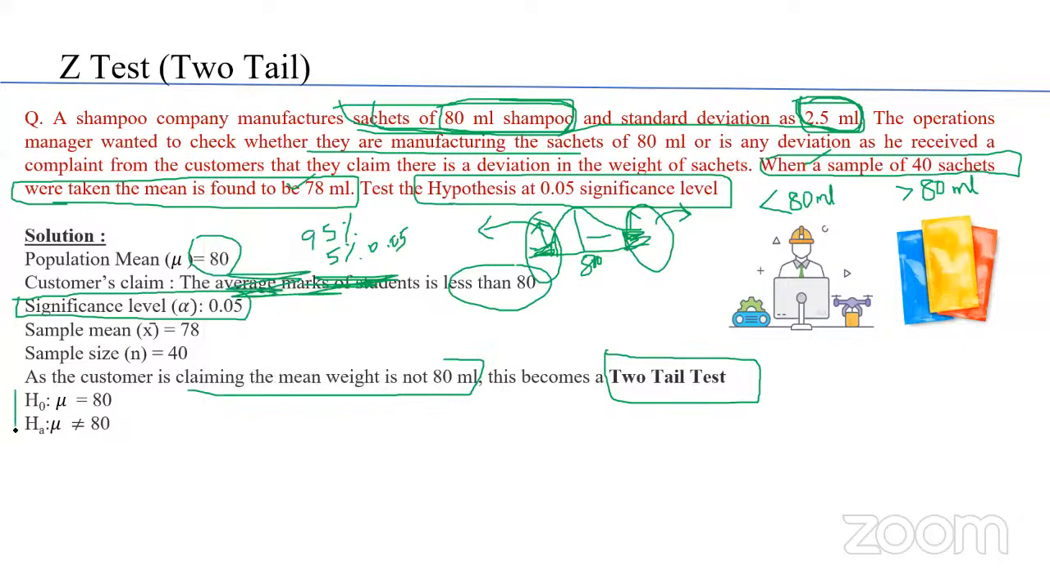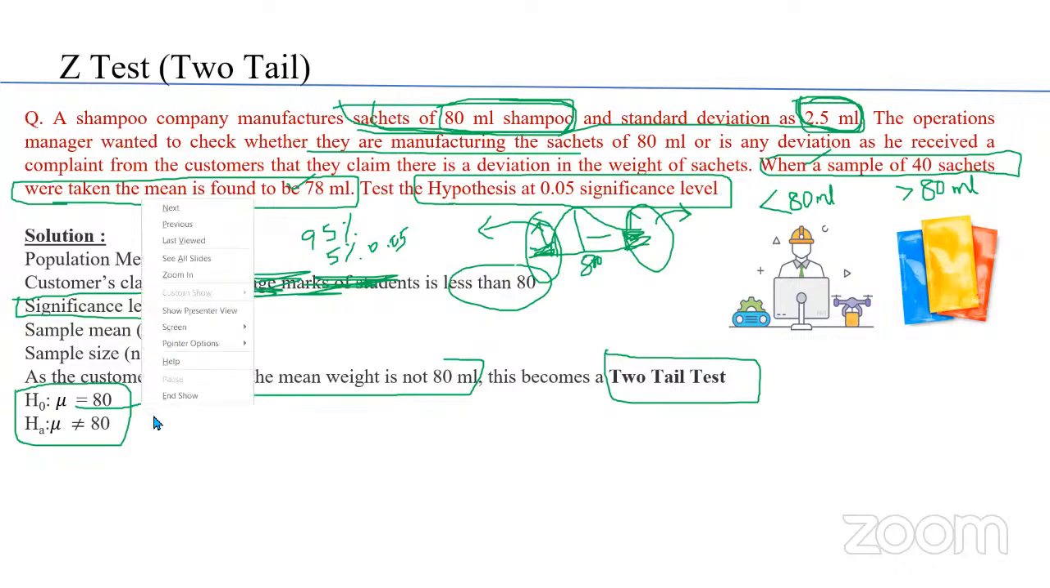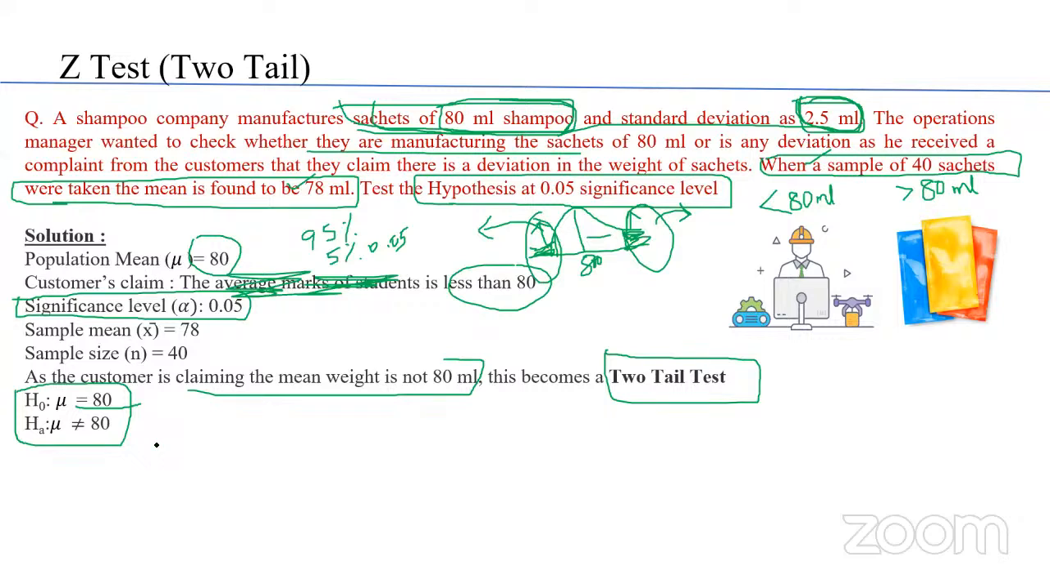for a two-tailed test, we have to follow this particular pattern. Is equal to means the null hypothesis, because the operations manager still feels that we are manufacturing things equal to 80. There is a question by a researcher or a customer or some person. He is claiming that no, you are not producing 80, there is a deviation. Now we have to prove whether this is correct or this is correct. For that we are doing this. Is that fine? Understood the question, or any doubts?